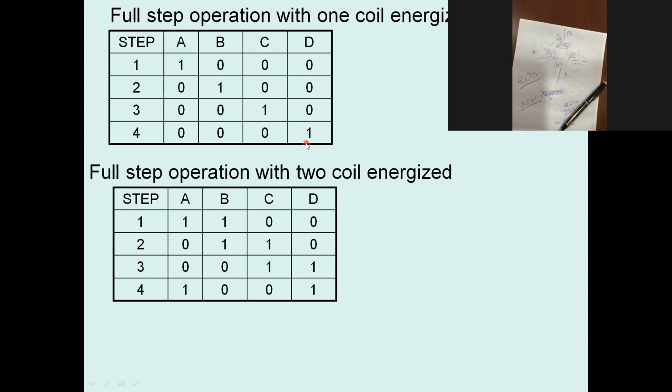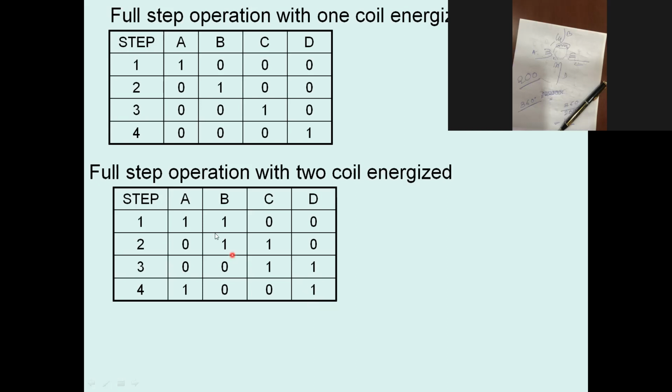Is it clear? The first step, AB will be magnet. Second step, BC will be magnet. Third step, CD will be magnet. And fourth step, AD will be magnet. Is it clear or not? Yes, sir. So first step AB magnet, second step BC magnet, third step CD magnet, and fourth step AD will be magnet. Is it clear or not? Yes, sir. Clear.